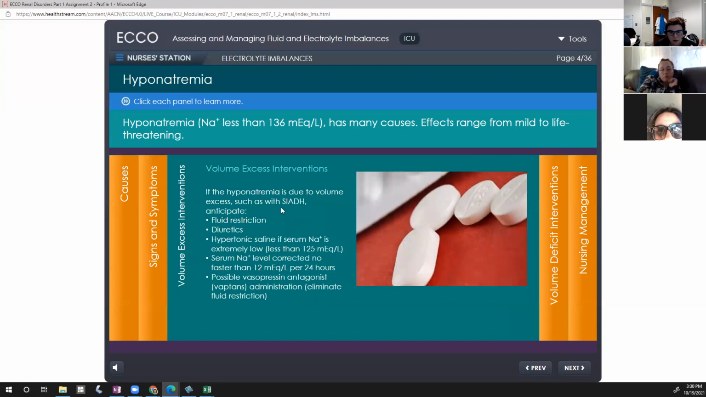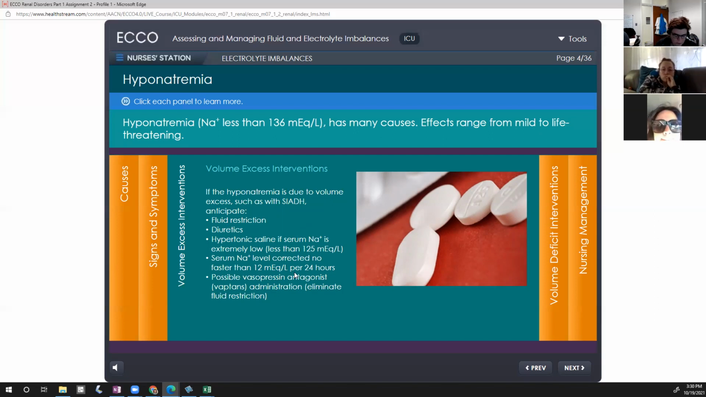So obviously, our goal for hyponatremia would be to fluid restrict because these are patients who've got a low sodium, so they've got a lot of water. Give them diuretics, hypertonics, obviously, if the patient's extremely low, but then remembering that we want to correct only 8 to 12 milliequivalents per 24 hours because you can have demyelinating effects on your neurons if you overcorrect your sodium too quickly.